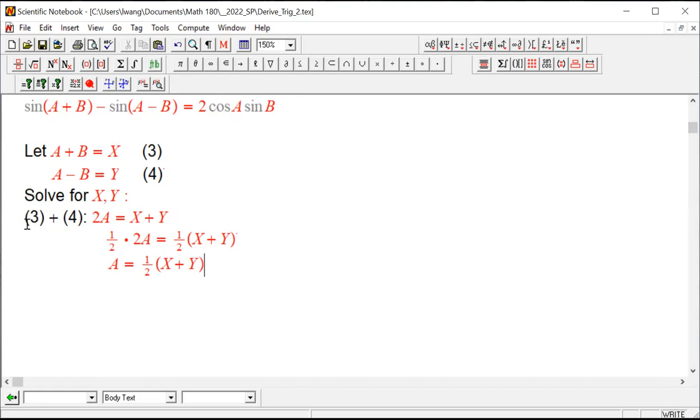And what do we do? Equation 3 minus equation 4. A minus A is 0, B minus negative B is 2B. So 2B equals X minus Y. Once again, we multiply both sides by half, and we get B equals half of X minus Y.